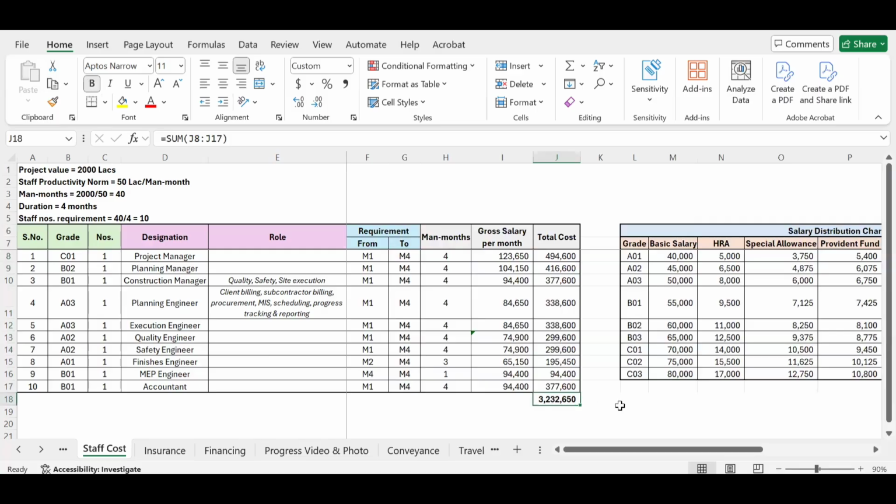So this is coming somewhere around 32 lakh rupees. Okay. So this is how we estimate. Everything will be dependent on the norms of productivity starting from, and the norms of salary that are being followed in your company. Okay. So this is how we calculate the cost related to the staff. Okay.